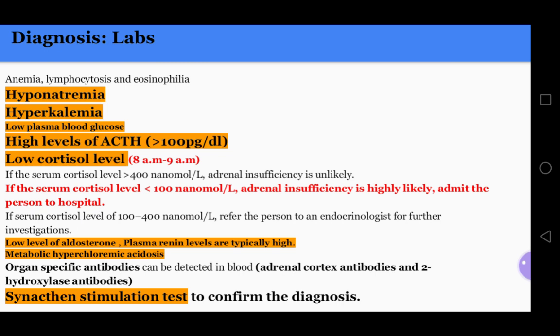Another lab abnormality which can be seen is low level of aldosterone, and plasma renin levels are typically high. There is metabolic hyperchloremic acidosis. Organ specific antibodies can be detected in the blood. Adrenal cortex antibodies and 21-hydroxylase antibodies can be found. To confirm the diagnosis, you have to do a synacthen stimulation test.